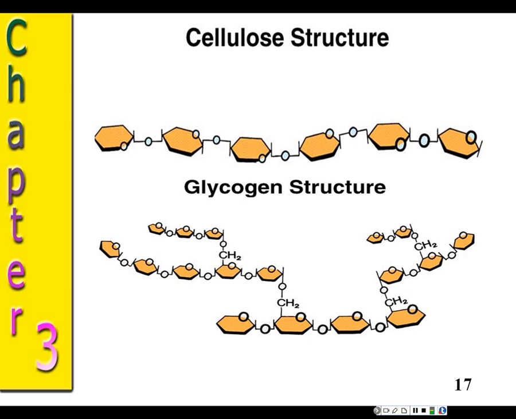Now, do we make cellulose or glycogen? Glycogen. Are we plants or animals? All right. So look, those are rotating. Now, can somebody tell me why they think they're rotating up and down, up and down?